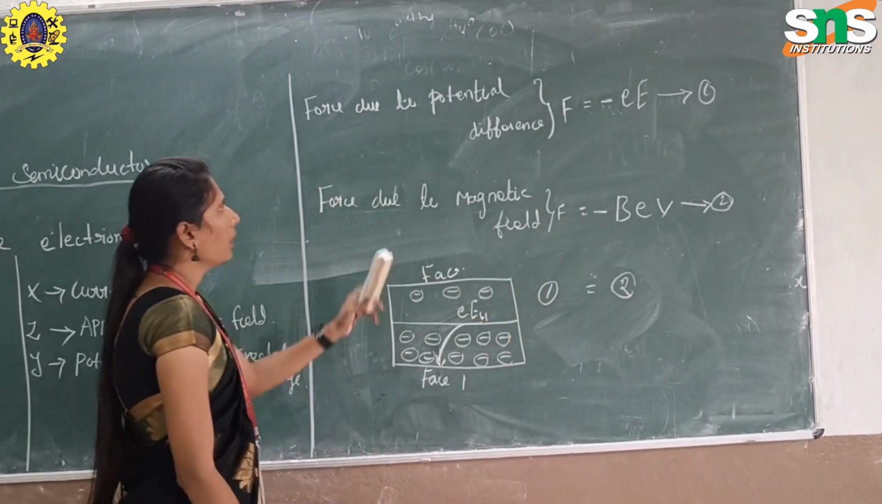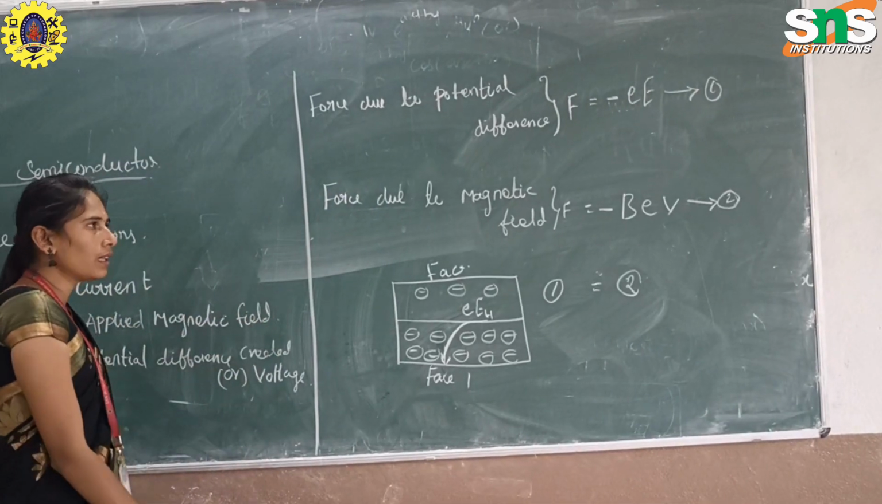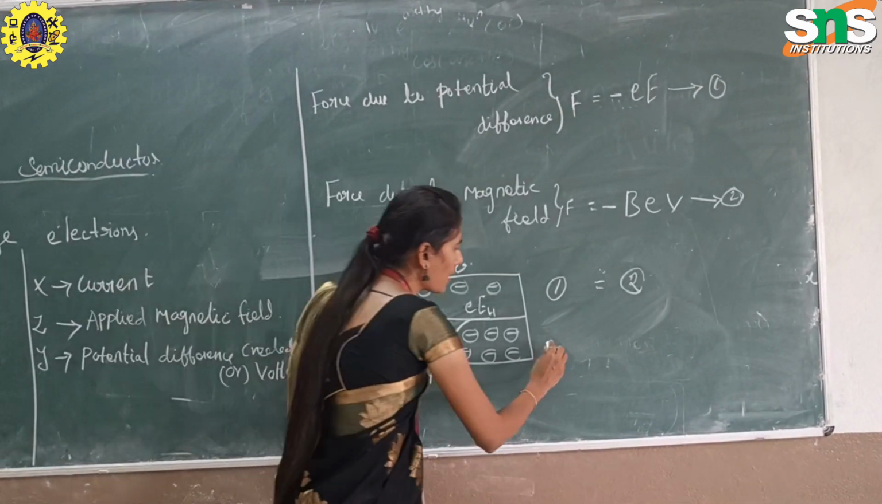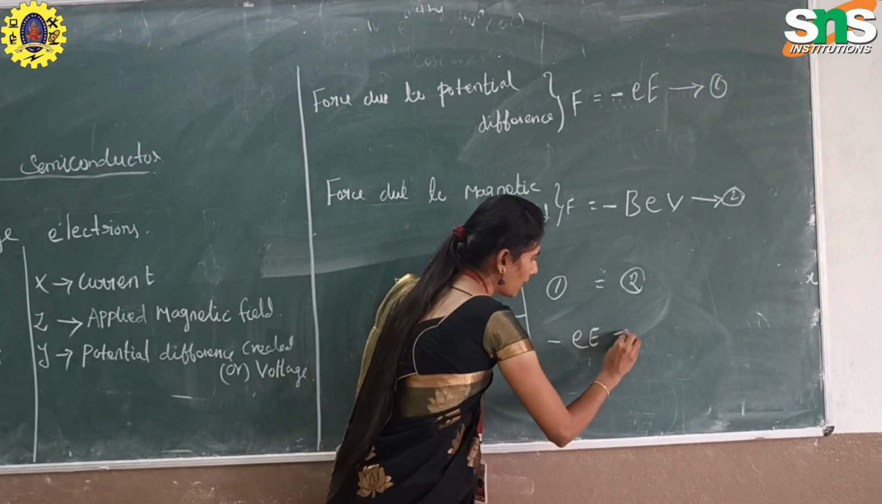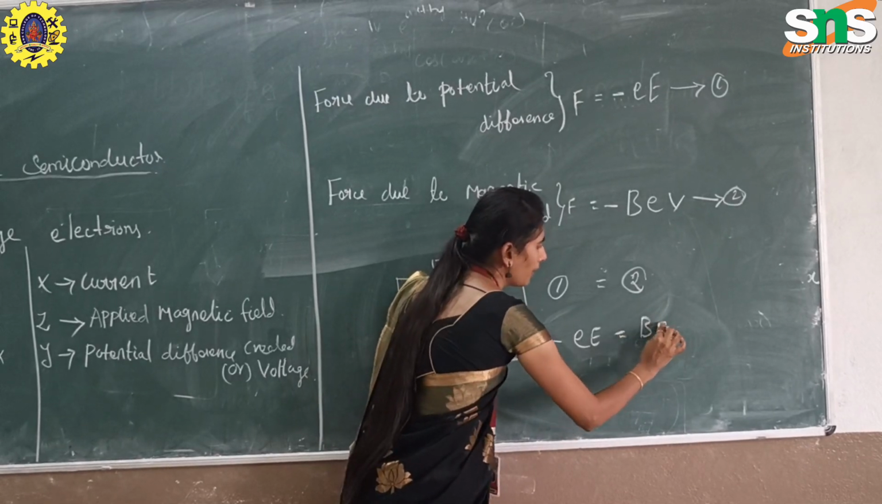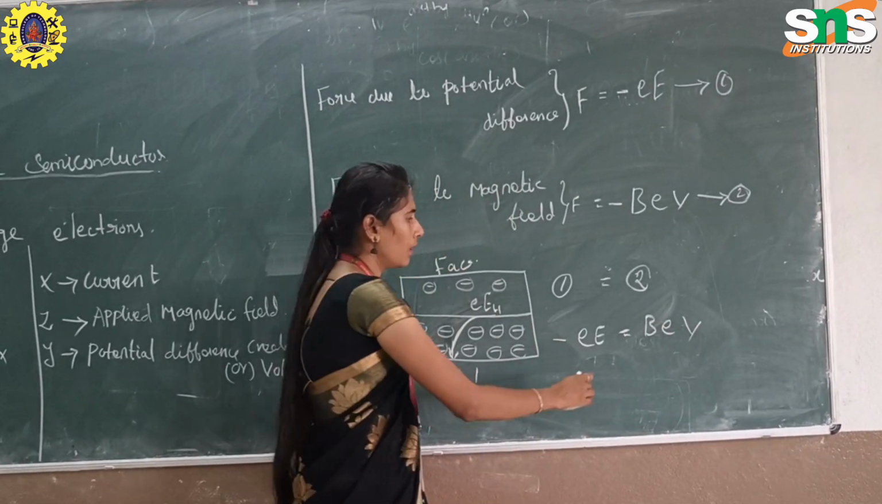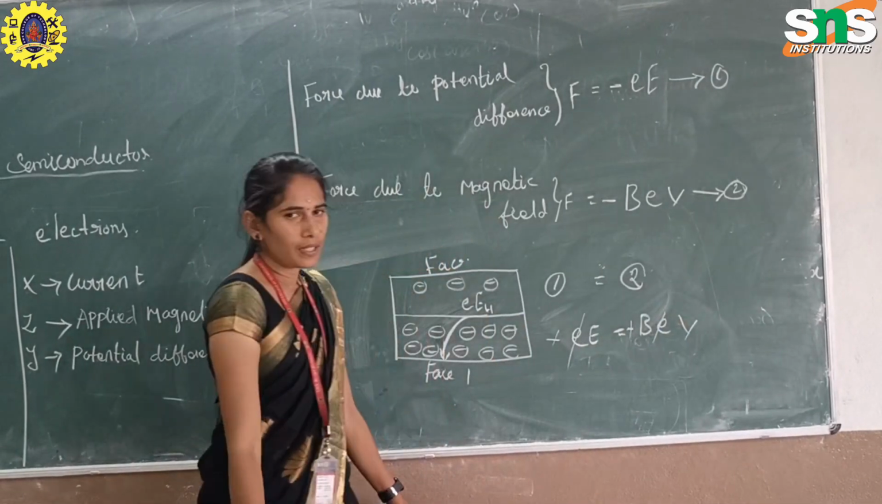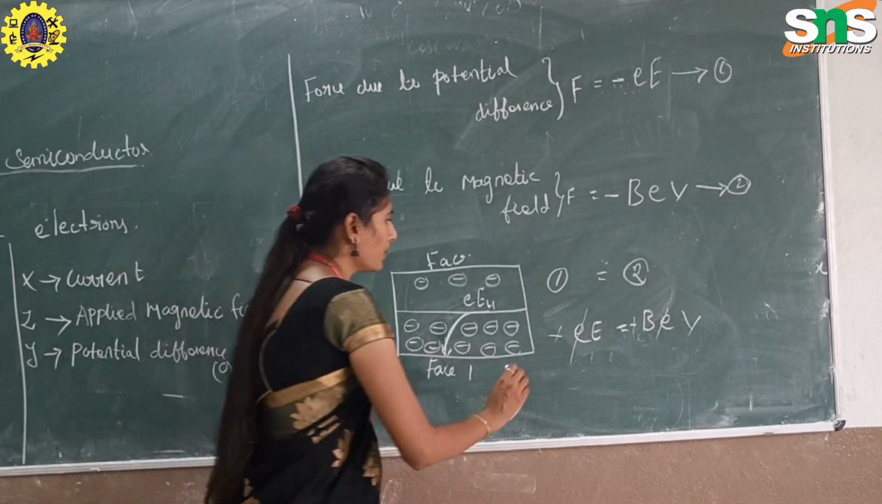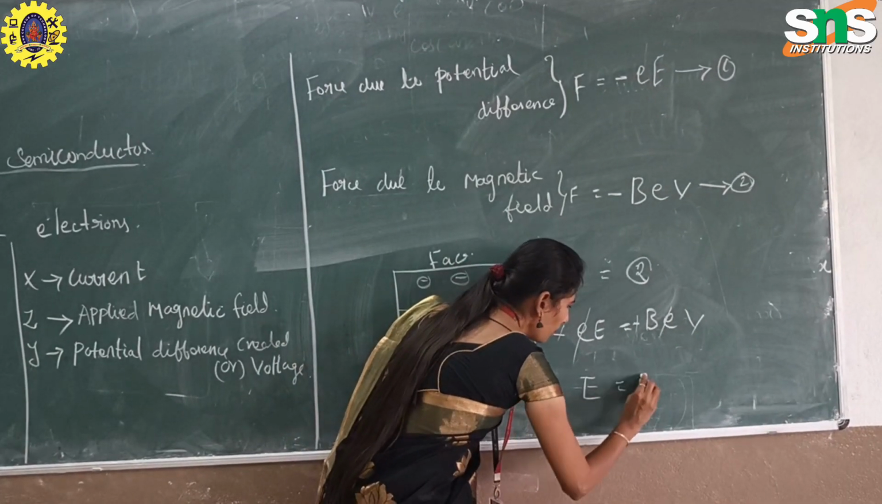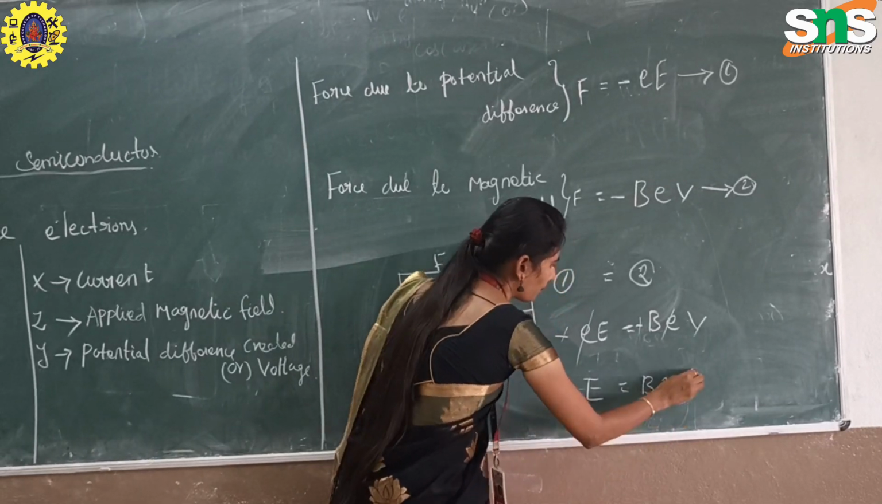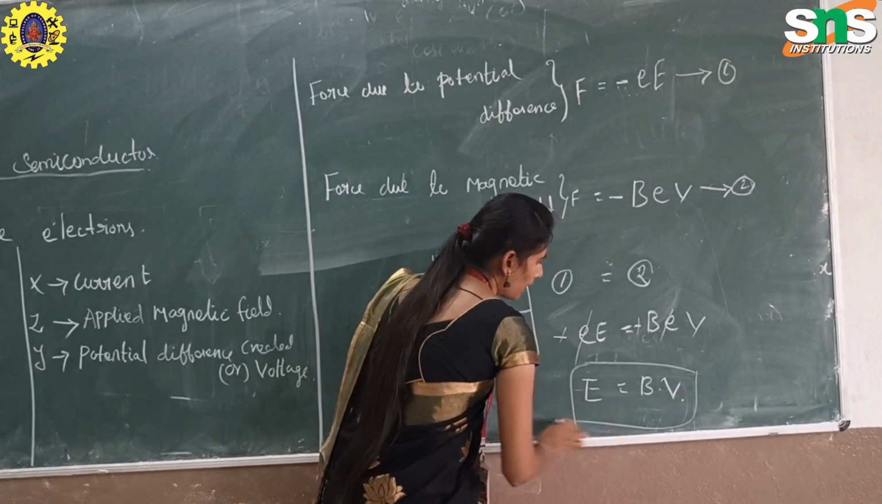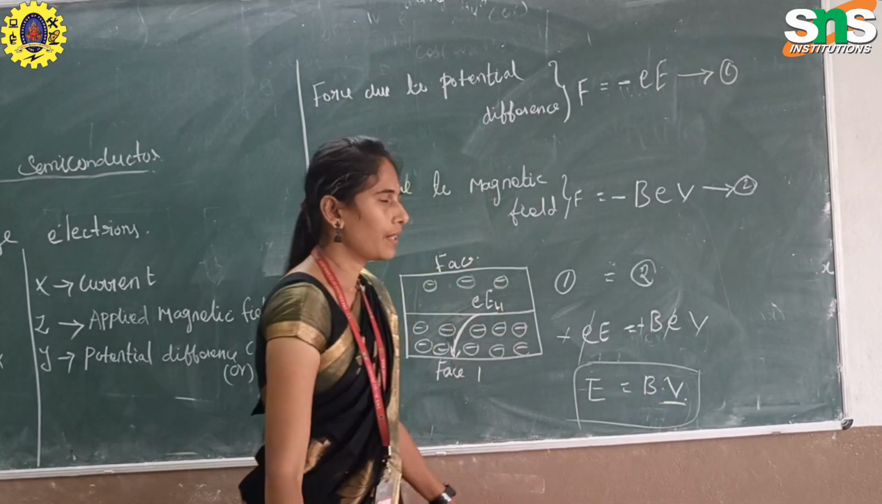So equating the potential difference in a magnetic field, what was the equation? Minus eE is equal to BeV. In this case, the minus cancels and e cancels, and then what is the remaining term? E is equal to B into V. And the next one is we find out the velocity value.